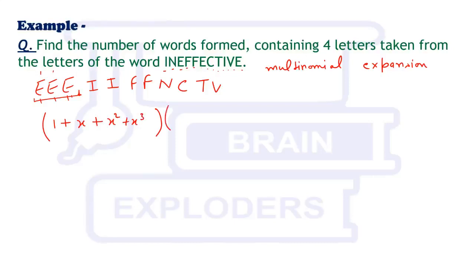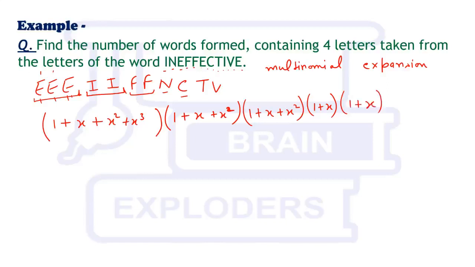For this part, write 1 plus x square. Observe that there were two I's, so I have written 2 over here. For this part, write 1 plus x square. For this part, write 1 plus x. For here, write 1 plus x. Why? Because the C can be selected or cannot be selected, so x to the power 0 or x to the power 1. T is also not repeated, so for all the non-repeated elements, we have 1 plus x.